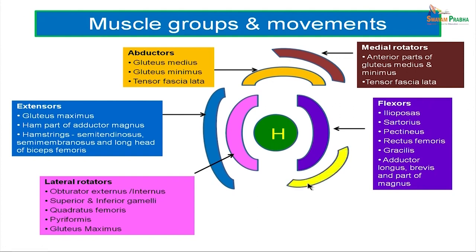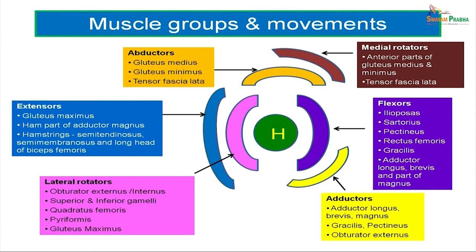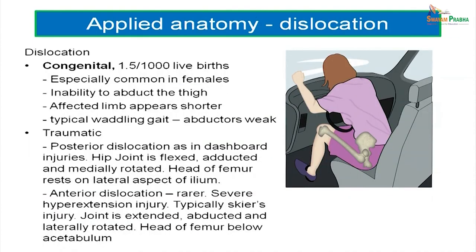Which brings us to the muscles on the anteroinferior aspect. These include the adductors, which include the adductor longus, the adductor brevis, the adductor magnus, gracilis, pectineus, and the obturator externus. So these are the relations of the hip joint and the muscle groups and the movements which are caused by these muscles. Now we come to the applied anatomy of the hip joint.